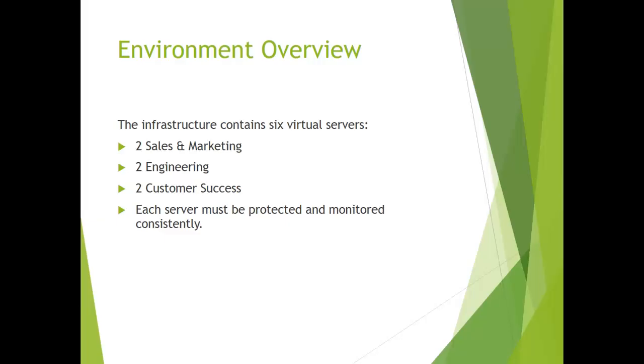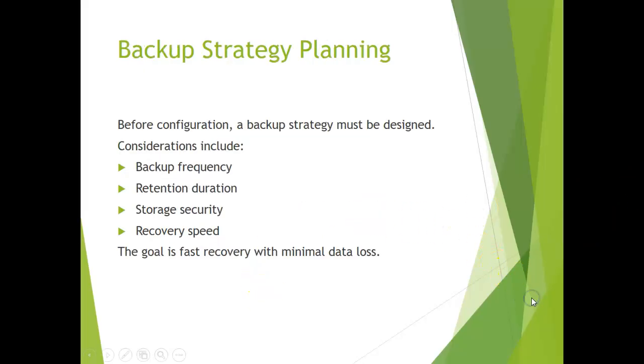Going to the environmental overview, the infrastructure consists of 6 virtual machines distributed across 3 departments: 2 for sales and marketing, 2 for engineering, and 2 for customer success. Each server performs important operational roles, so every system must be equally protected and monitored. This ensures consistency in security and reliability across the entire environment.